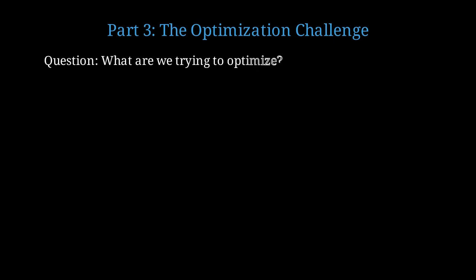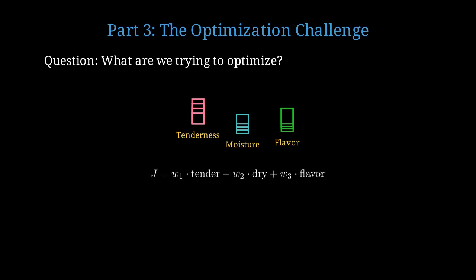Now we frame the optimization problem that AI must solve. What exactly should our objective function be? This is not trivial. We must balance multiple objectives: maximize tenderness by collagen breakdown, preserve moisture content, develop flavor through Maillard reactions. These often conflict. A weighted objective function J combines tenderness, penalizes dryness, and rewards flavor development. The weights encode our preferences.